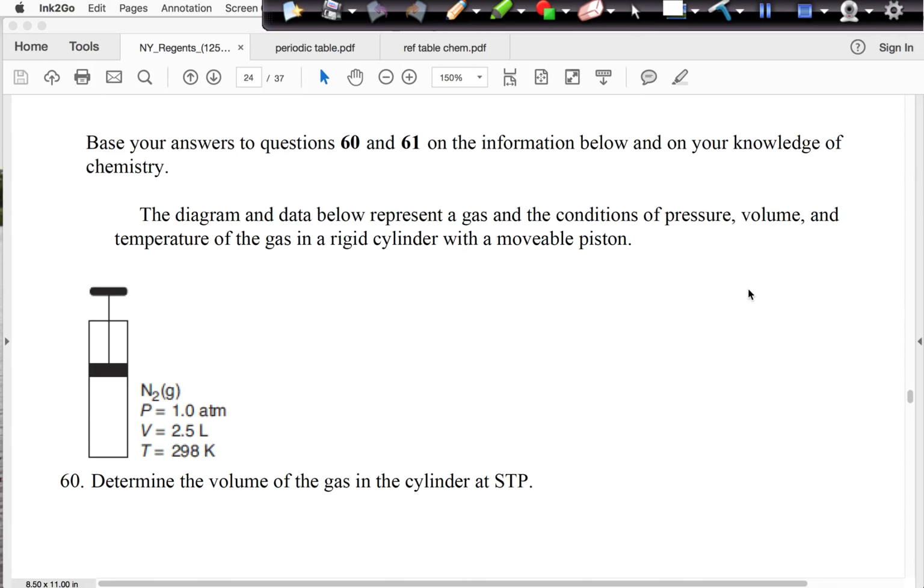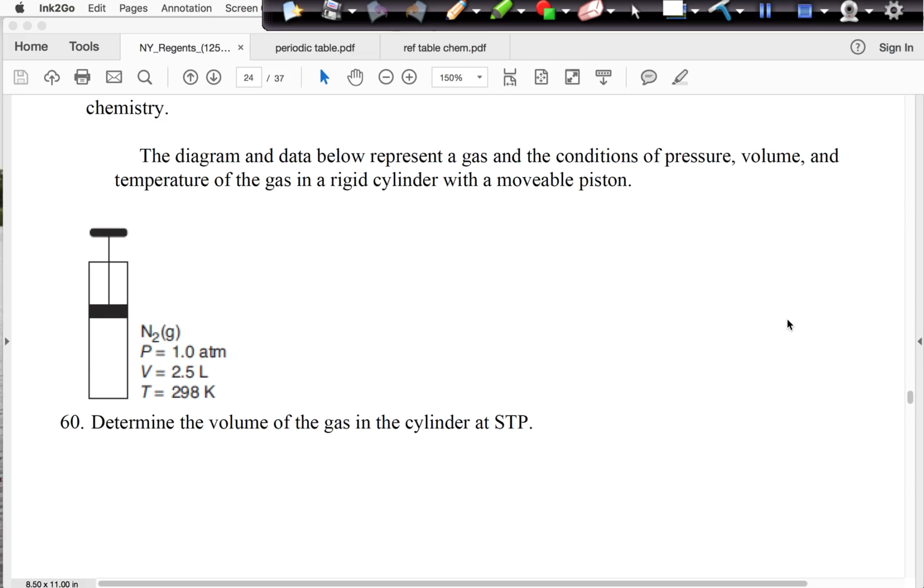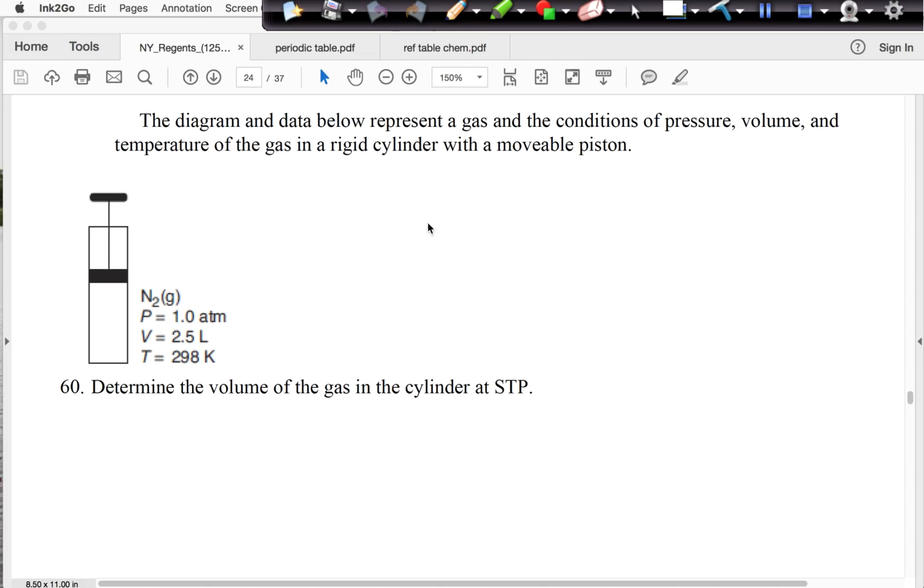For number 60, it says 60 and 61 are based on the information below. So once again, if you are doing a question where the information is based on more than one question, you want to reread for every question in the set. You don't want to miss something from the reading for a later question.